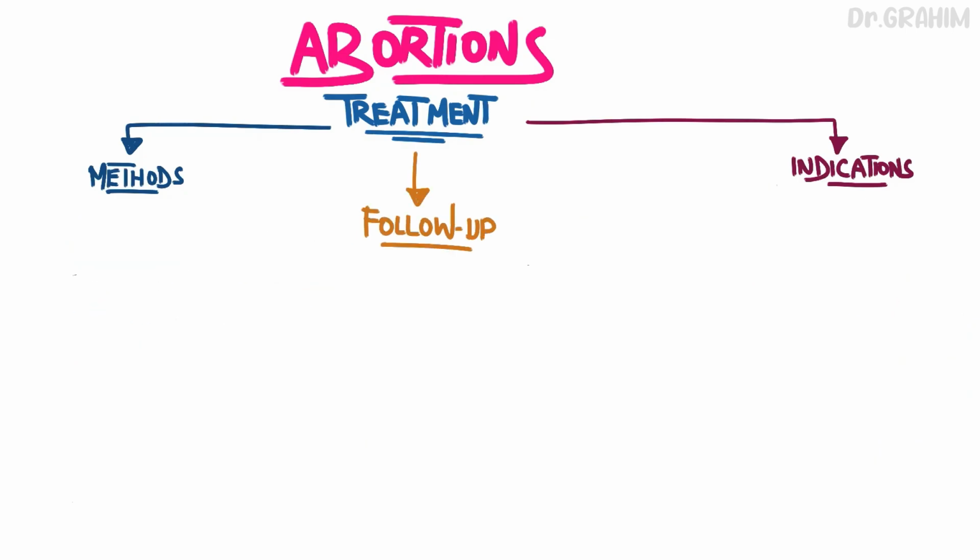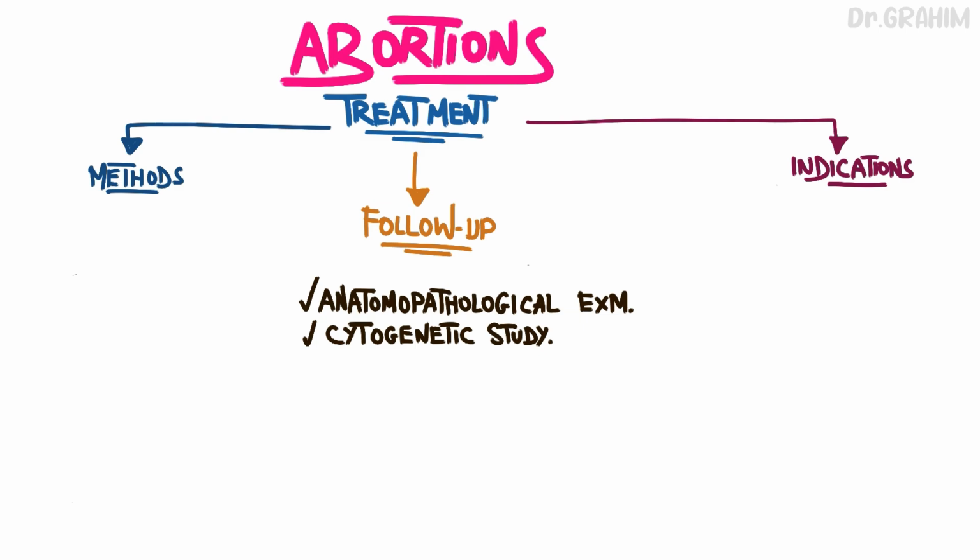Finally, after an abortion, close follow-up is essential to assess the patient's recovery and overall health status. An anatomopathological examination of the expelled product is performed to look for any structural or chromosomal abnormalities. A cytogenetic study may also be carried out to analyze genetic causes of the abortion, particularly in cases of unexplained fetal death. Also, a bacteriological study to look for any infection that may have contributed to the abortion.